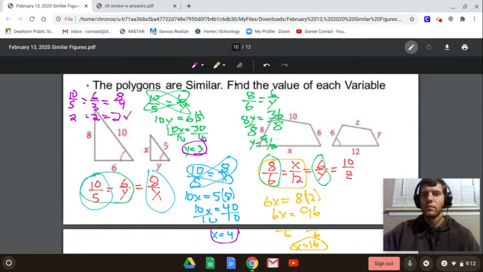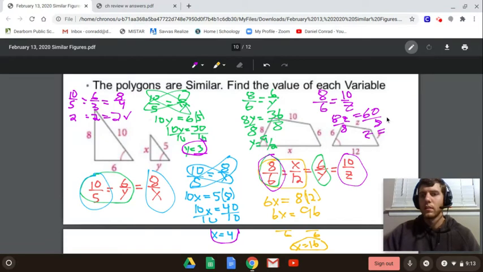Z, then we can do Z. So let's use 8 over 6 and then 10 over Z. So 8 over 6 equals 10 over Z. We cross multiply, that's going to be 8Z equals 60. We divide by 8 on both sides. So Z is going to be 30 over 4, 15 over 2. So that's going to be Z.